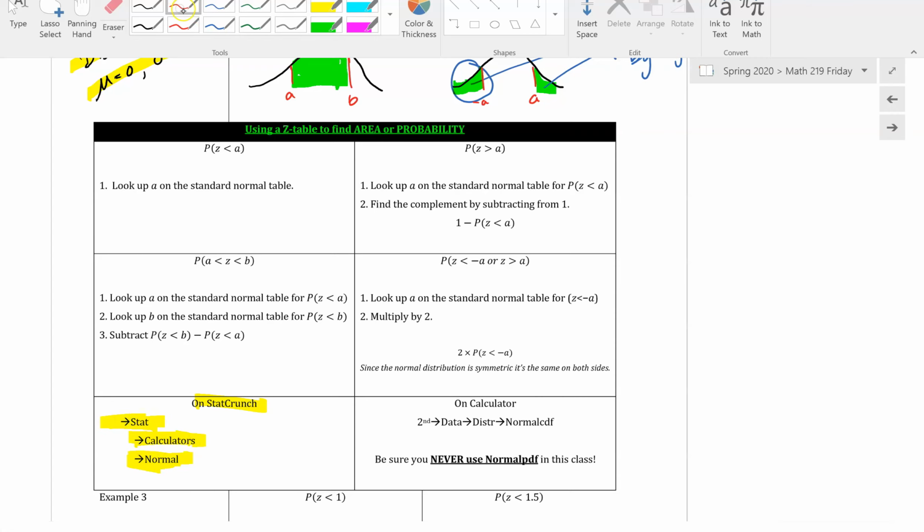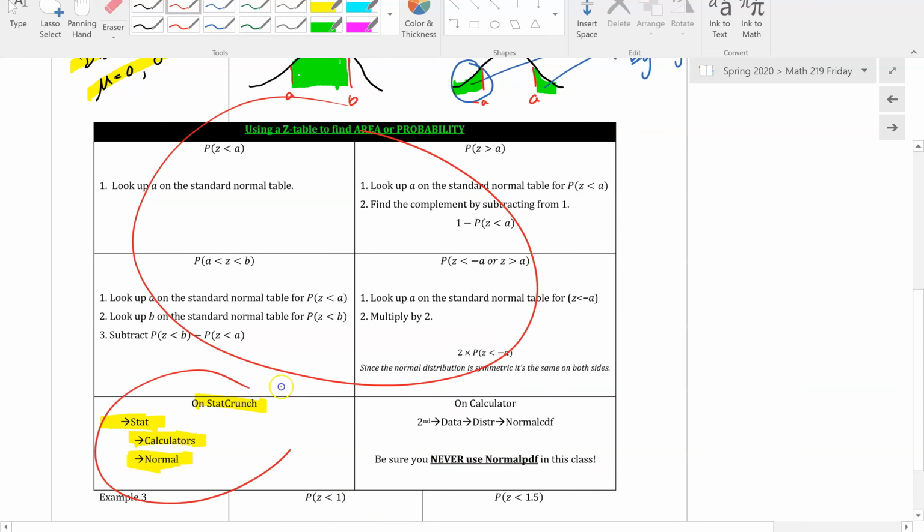And I'm not going to show you how to do it on a calculator, because different calculators do it differently. I'm not sure which you have. I'm happy to help with that in office hours or something if you're interested, but we're going to do z-table and on StatCrunch.